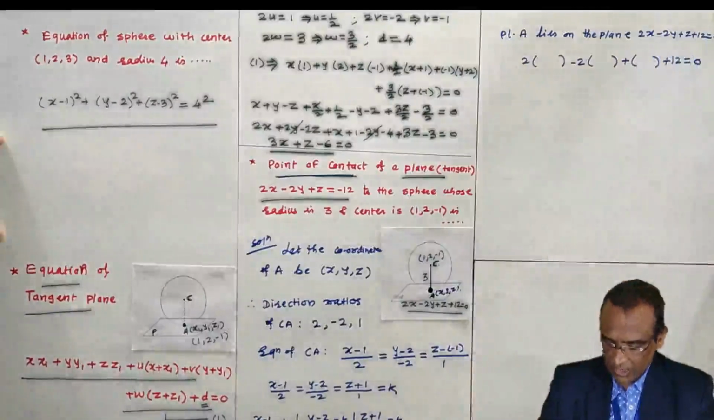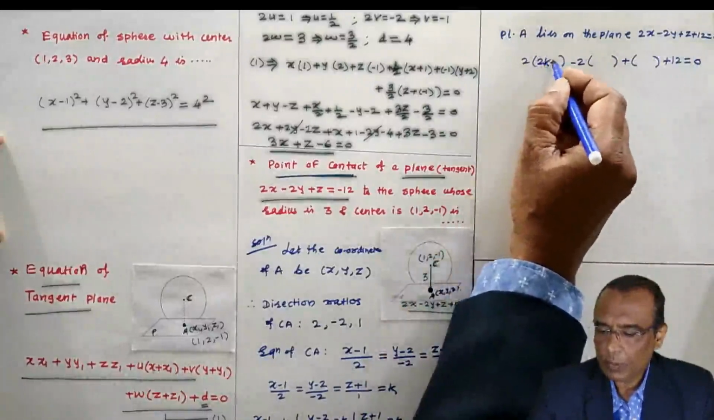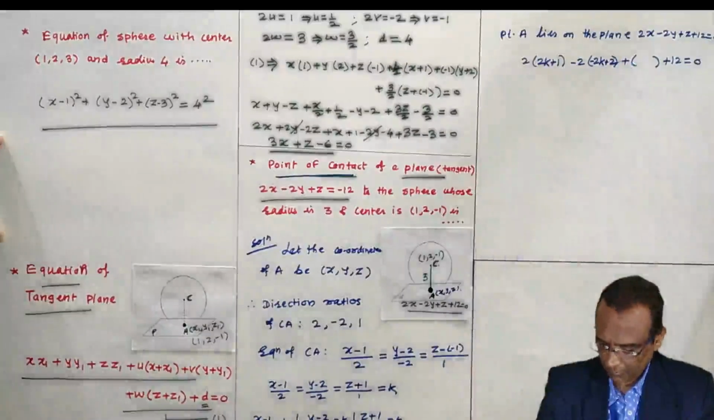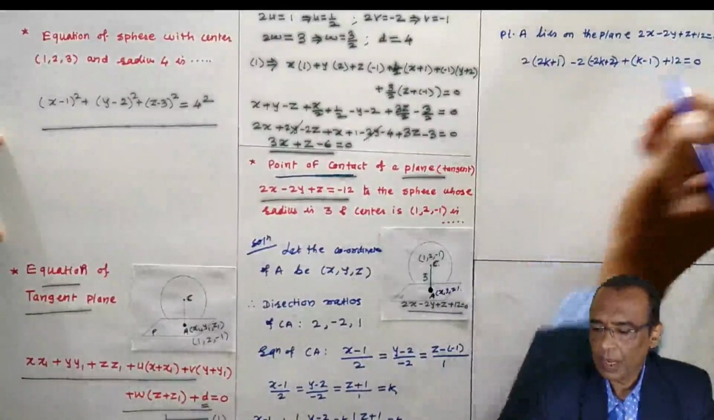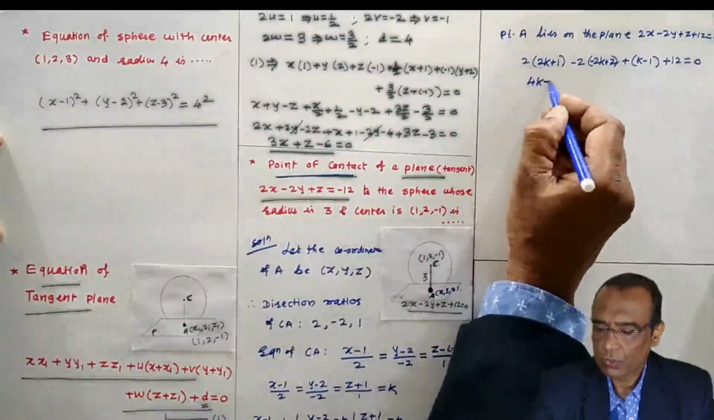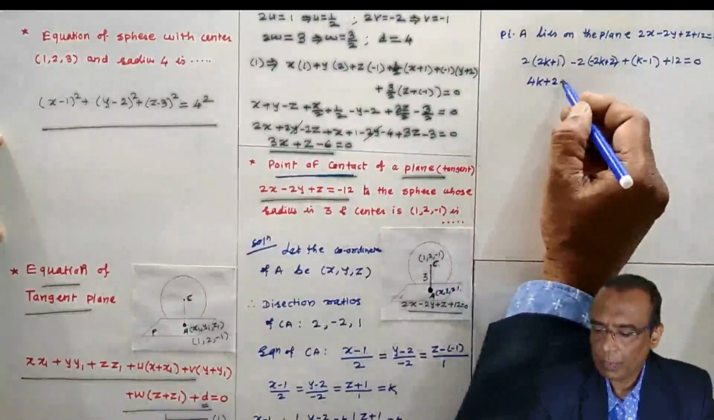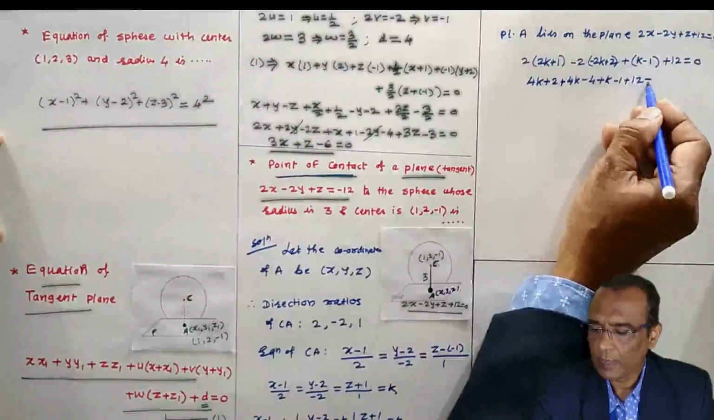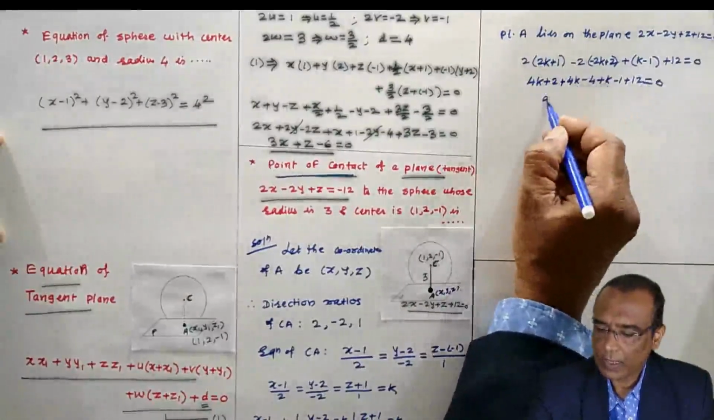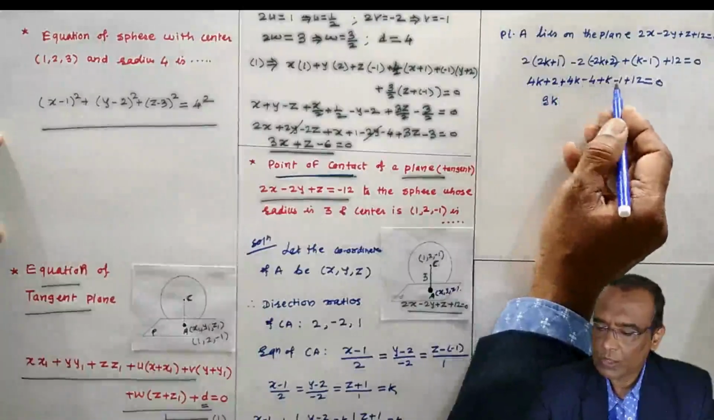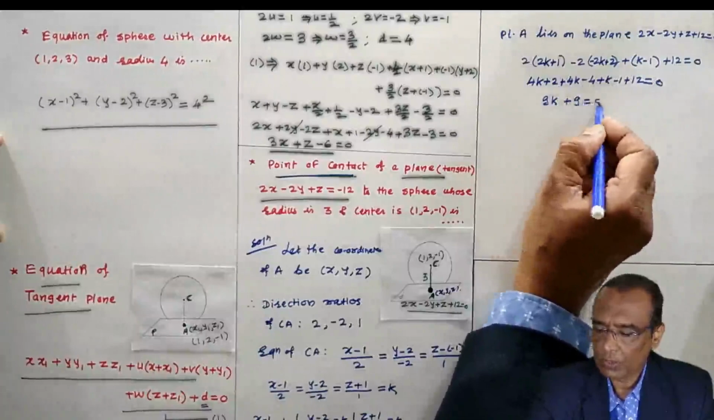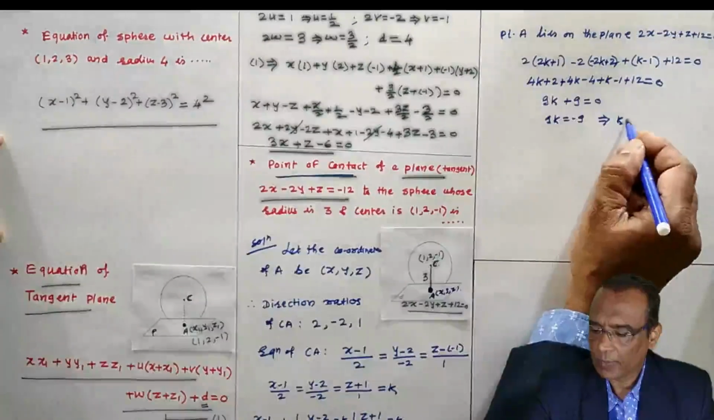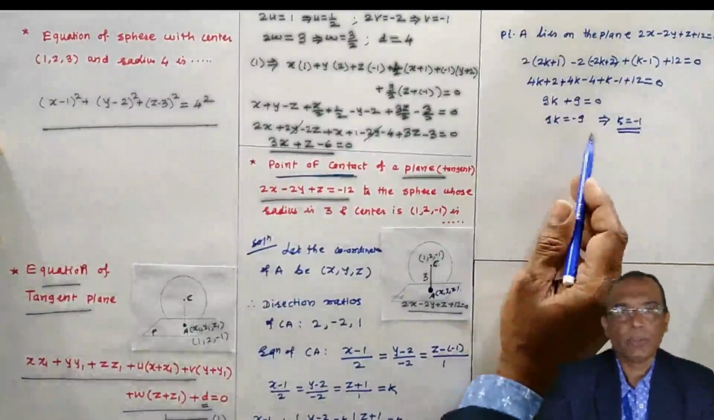What is x? x is 2k plus 1 in terms of k. Minus 2 times minus 2k plus 2, and z is k minus 1. If you solve it, this is 4k plus 2 plus 4k minus 4, plus k minus 1, plus 12 equal to 0. 4k plus 4k plus k is 9k. 2 minus 4 minus 1 plus 12 is 9. So 9k plus 9 equal to 0, 9k equal to minus 9. This implies k equal to minus 1. The value of k we have obtained.